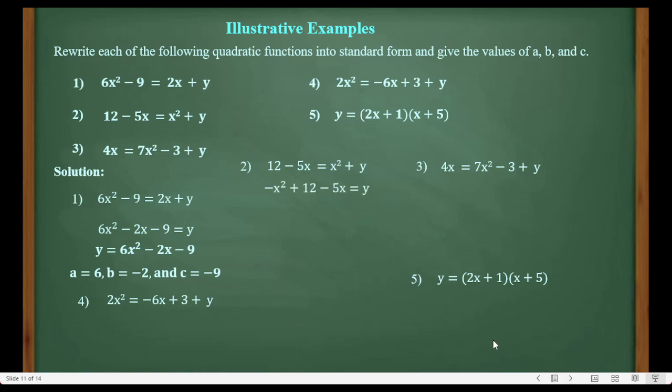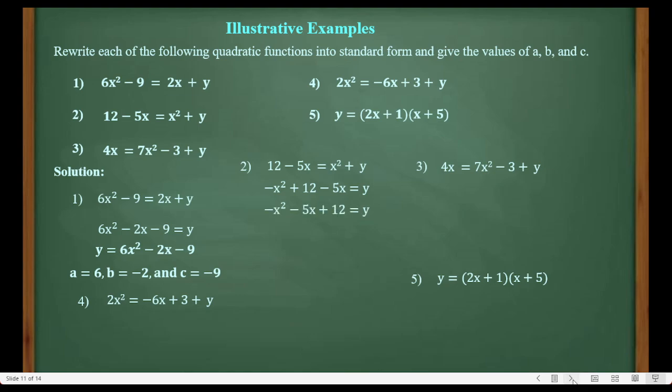Okay, now we go to number 2. This is the given. X squared is transposed to the left. Since that is the quadratic term, it should be written first. So on the left side, we have negative x squared. Then 12 is the constant term, and this one is the linear term. So they must change position. After negative x squared, negative 5x should be the one written first. And the last term before the equal sign should be 12, then equal to y.